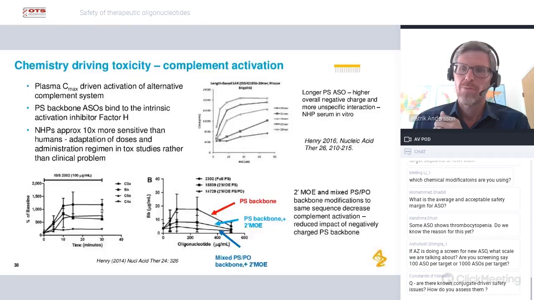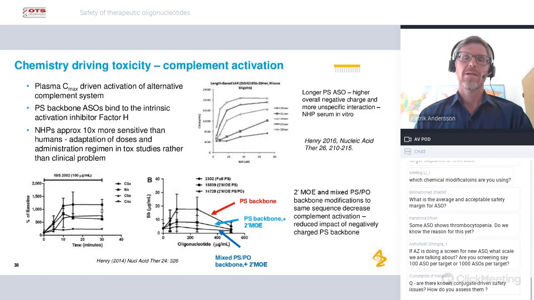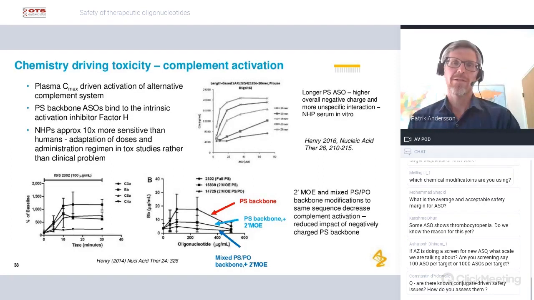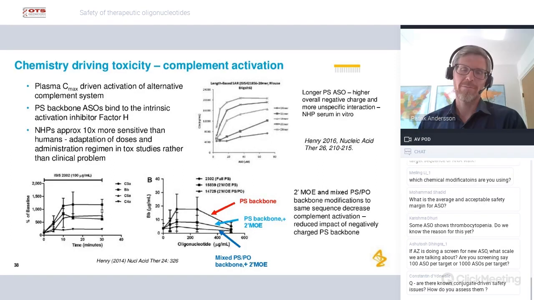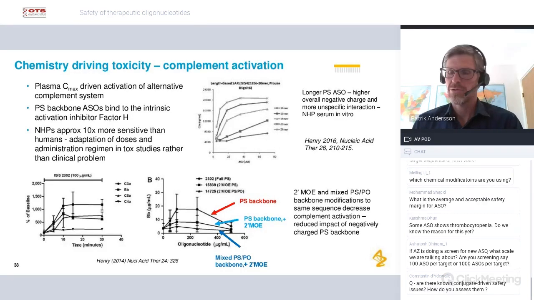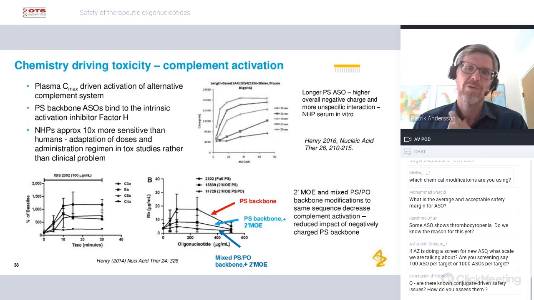So one slide on sequence-independent effects, and that is an example from the complement activation. A series of publications some years ago really demonstrated that this is mainly a challenge in the monkey, which is much more sensitive to this than, for example, humans. Approximately 10 times more sensitive when you compare in vitro plasma. It's also a consequence of the number of phosphorothioate linkages.